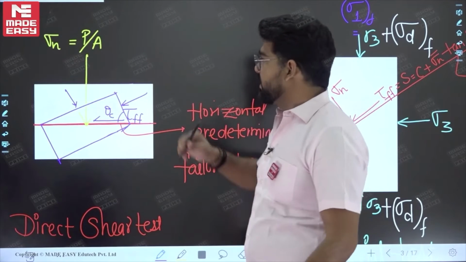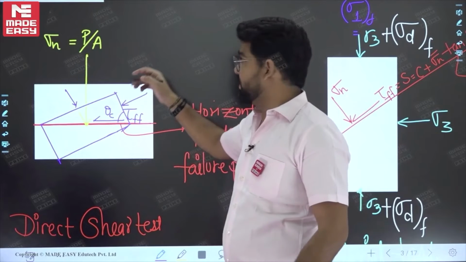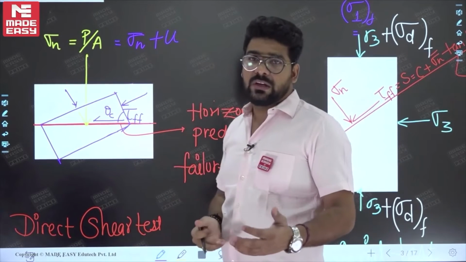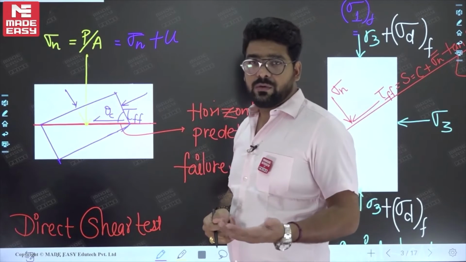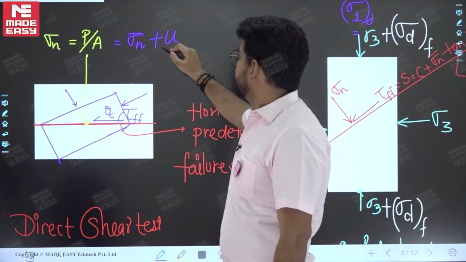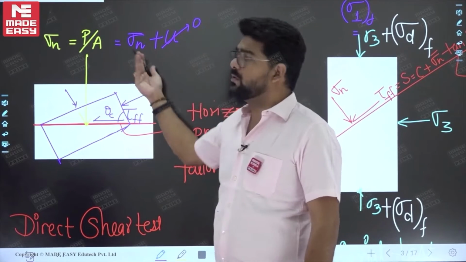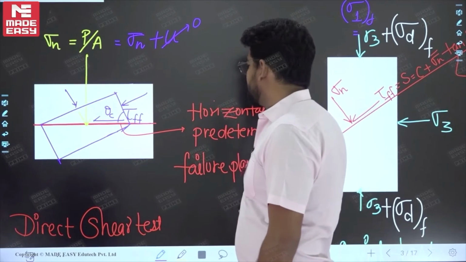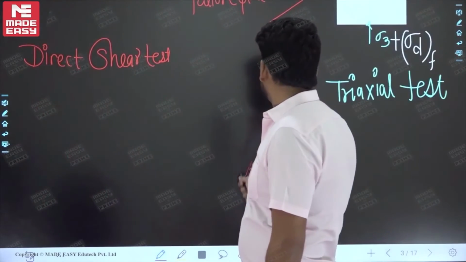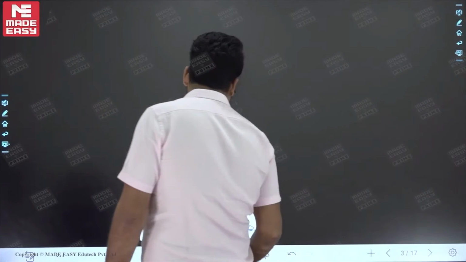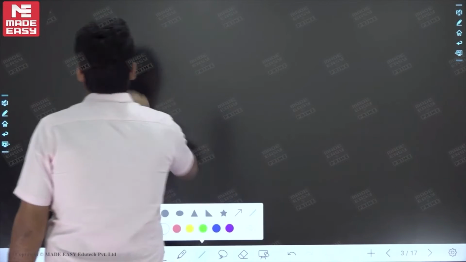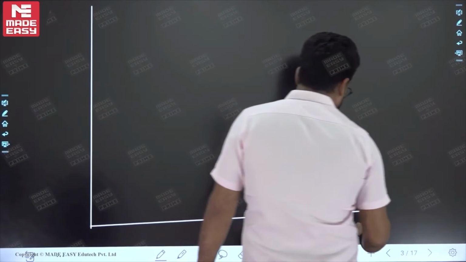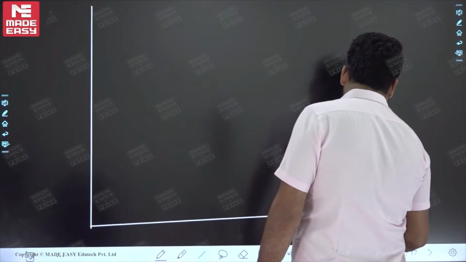Now the point to be noted is, if this test you are doing in the drained condition, then this will be sigma n bar plus u, and whatever u is developed will be dissipated out due to the drainage. If it is dissipating out, this u will be equal to 0, so this will be equivalent to the normal effective stress. Now in this case, corresponding to this normal stress, what we determined? Shear stress.